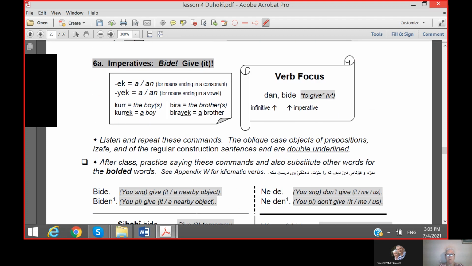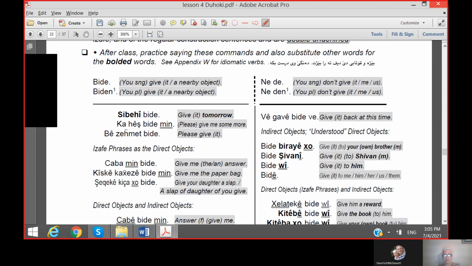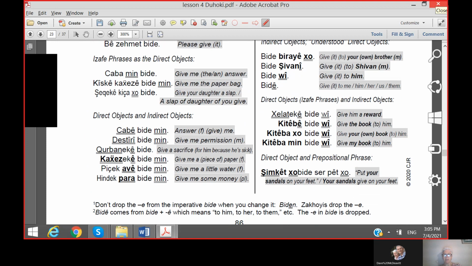And we're going to focus on this imperative bida. Please notice that ak and yak are endings that make it say a boy or a brother instead of the boy or the brothers. That's the difference. So again, work with your audio recordings on all of these things.